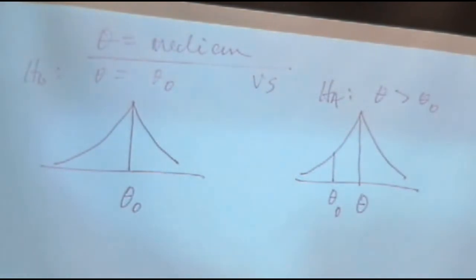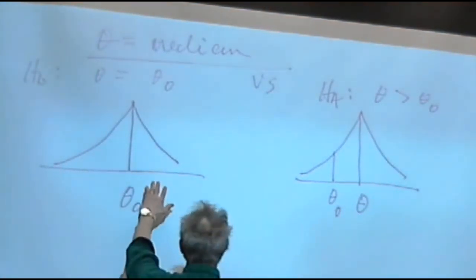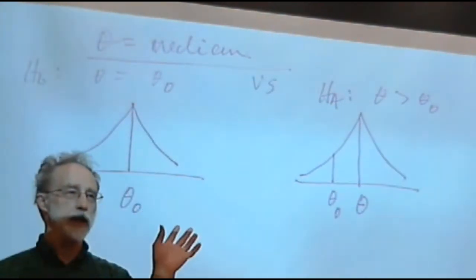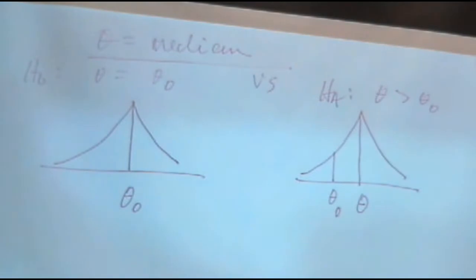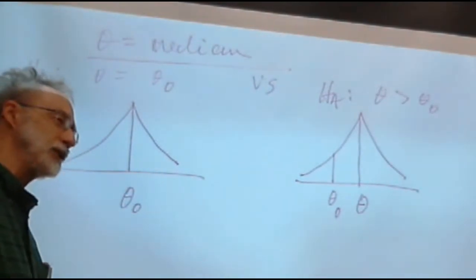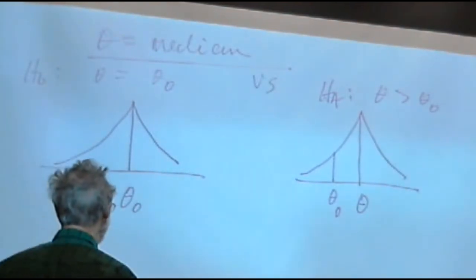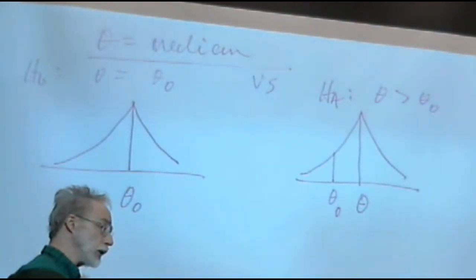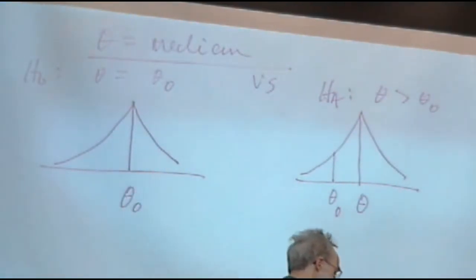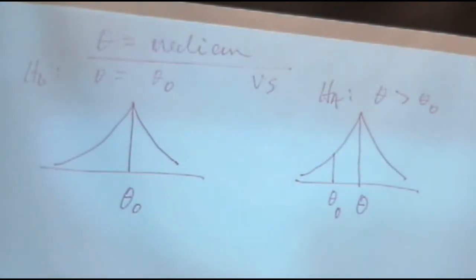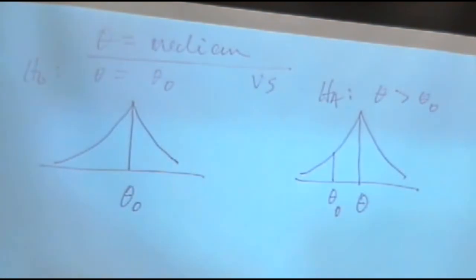Now, the sign test only concentrated on whether it was greater than theta naught or less than theta naught. That's all it looked at. It didn't look at how far it was from theta naught. And you could say, well, you're losing some information there. For instance, if you do a t-test, you can write the test statistic as, here's your t-test.